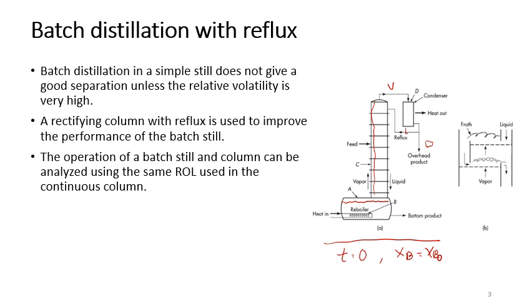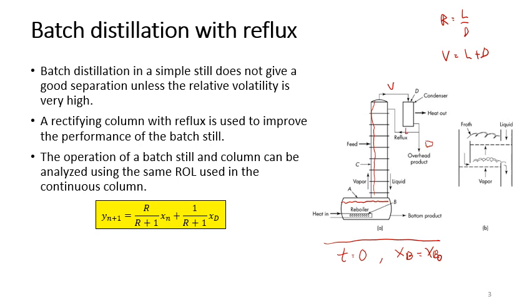So this is your L. The definition is the same: R equals L over D and V equals L plus D. Okay, it's just that the operation is conducted in batch instead of continuous. So you just have to bear in mind the mode of operation is in this case batch. So the xB here changes with time.